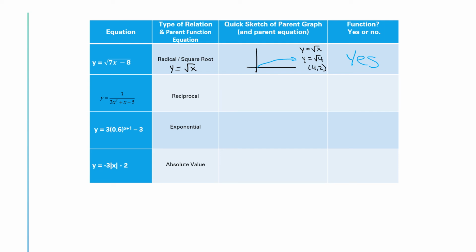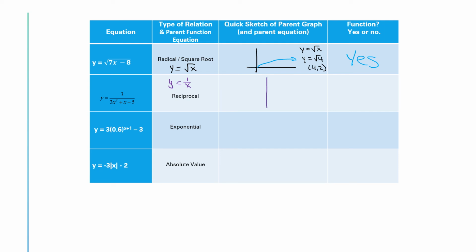Next one is reciprocal. The equation I gave you here is quite challenging. We will do ones like this later in the year, but right now the reciprocal parent equation we have is y equals 1 over x. And we already did this in an earlier example, so we'll do this one a little more quickly.